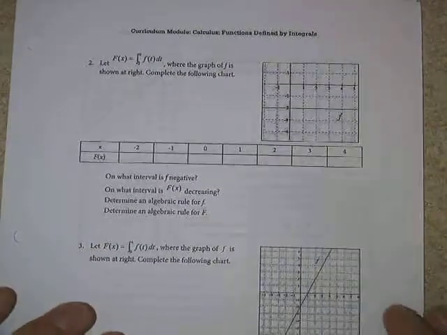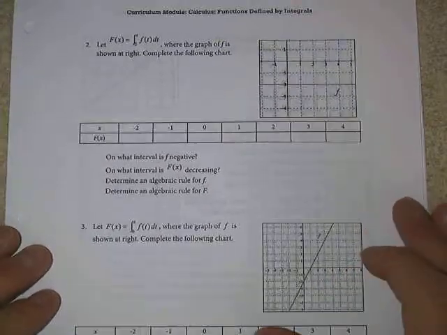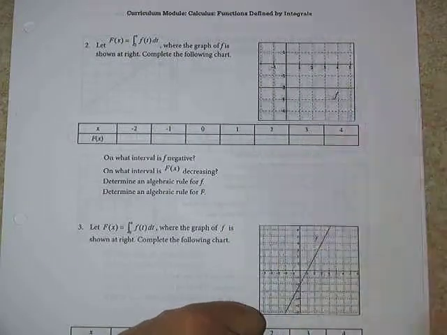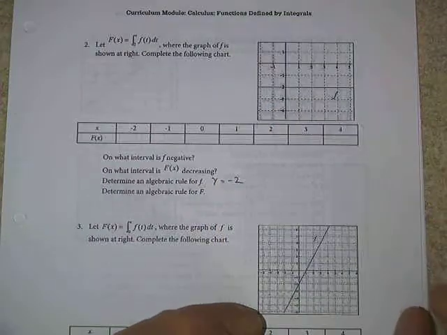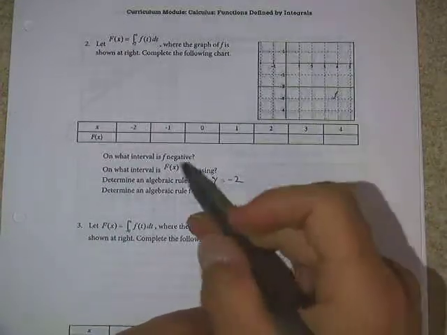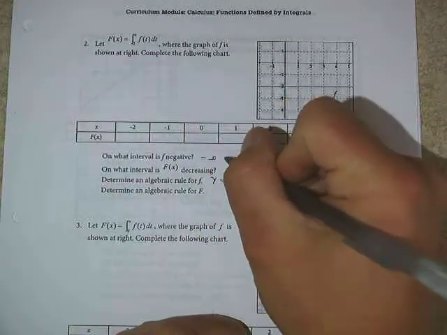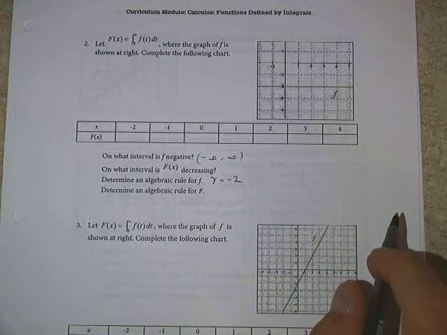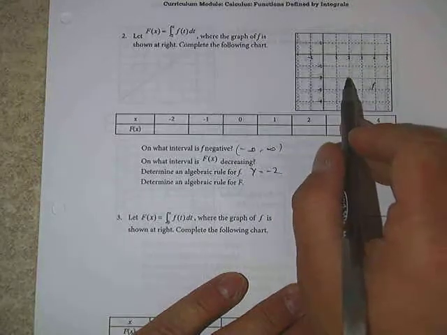Questions on worksheet number 1. All right. Let's see what happens here with this one. We got this time the number 2 gives us the f function. Notice that the f function here is y equals negative 2, which ultimately we could answer that question right there at this point. Right. And it says on what intervals is f negative? Always.